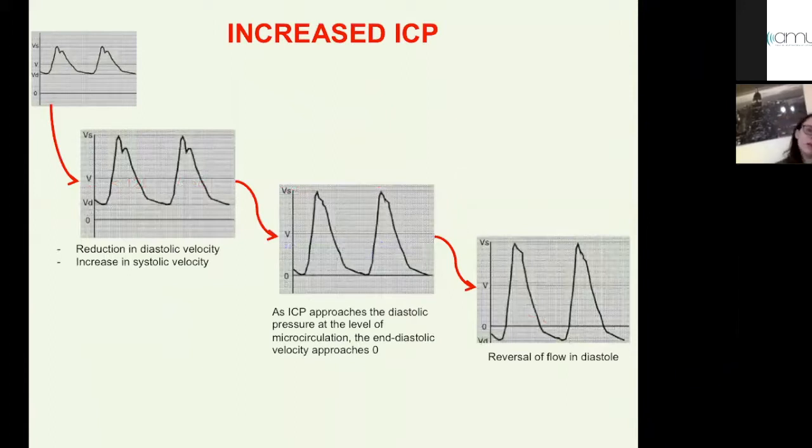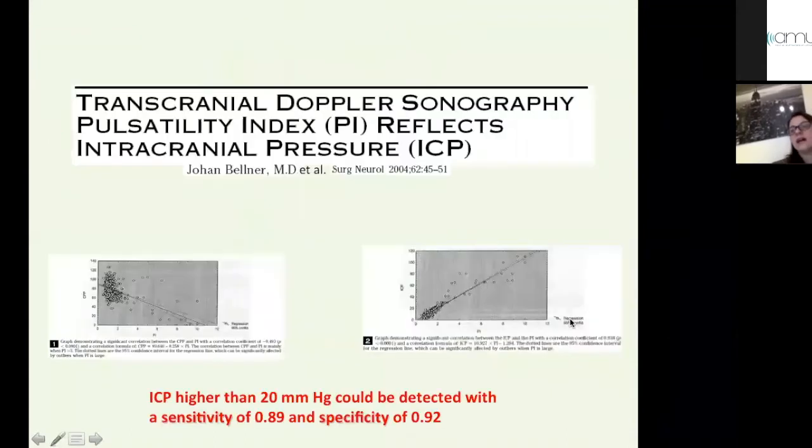So let's move on and see another very important application of transcranial Doppler in clinical practice, which is the non-invasive ICP. This is the normal waveform, and this is what happens when the intracranial pressure increases. Initially we have just a reduction in the diastolic velocity, and when ICP approaches the diastolic pressure at the level of the microcirculation, the end diastolic velocity is basically 0. And this is what happens in the context of brain death, when the intracranial pressure is so high that the CPP is basically 0. And what we can see here is a reversal of the flow during the diastolic phase.